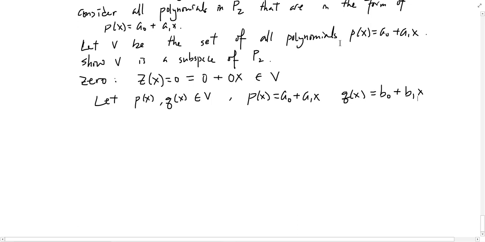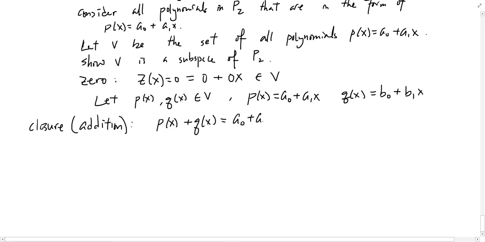So if I have these 2 elements within V, I want to show that if I add them together, the sum will still look the same. So let's give it a try. I'm going to try to do the addition closure. What if I add P and Q together? Well, that would just mean a sub 0 plus a1x plus b sub 0 plus b1x.